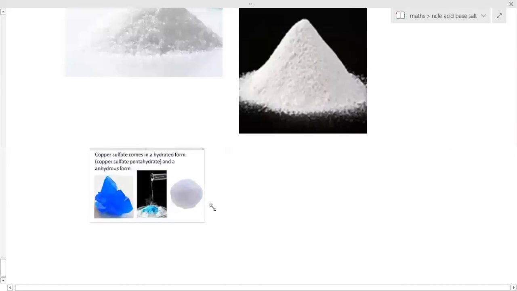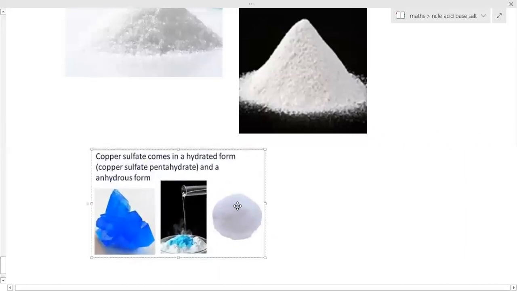So here is copper sulfate. Unhydrated copper sulfate is a white powder. As soon as you add water, you can see the color change, and it turns blue. So it is the hydrated form. If it is kept for some duration with water, you will get the crystals of copper sulfate, which are blue in color.